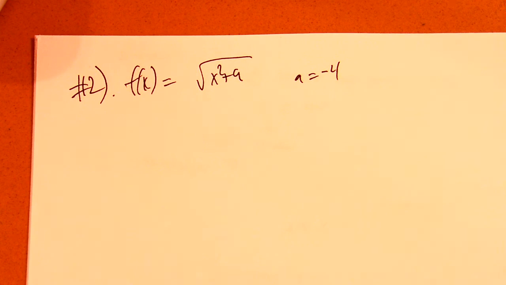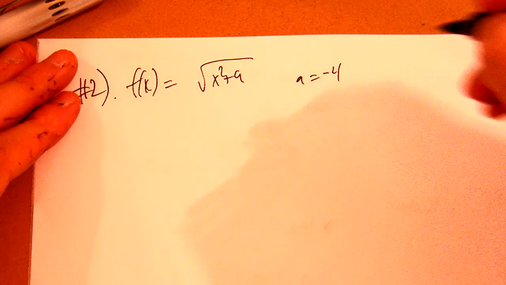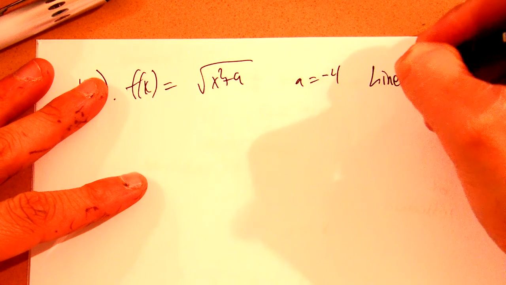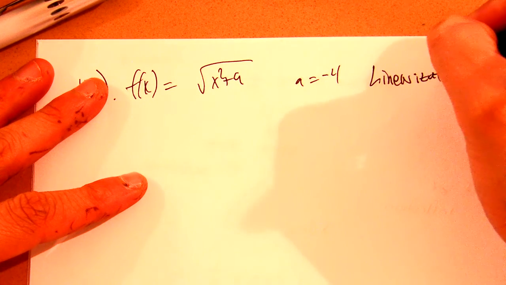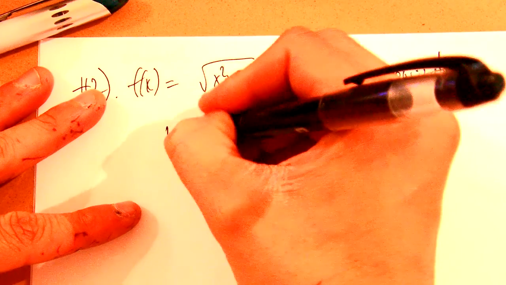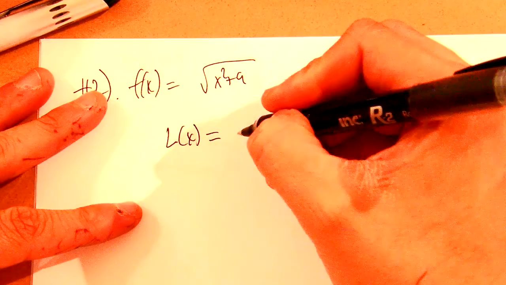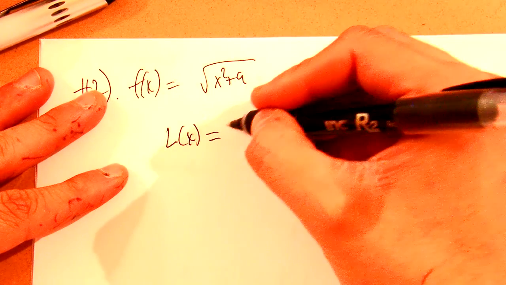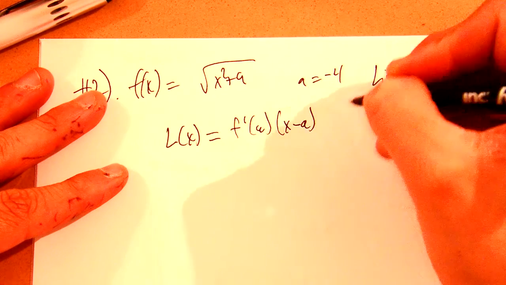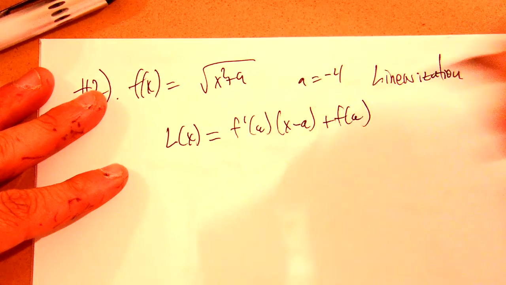Alright folks, we're looking at number 2 on section 4.5, and this topic is asking us to find the linearization when a is 4. So if you remember, your equation for linearization that we found in the last video was L of x equals f prime of a times x minus a plus f of a.